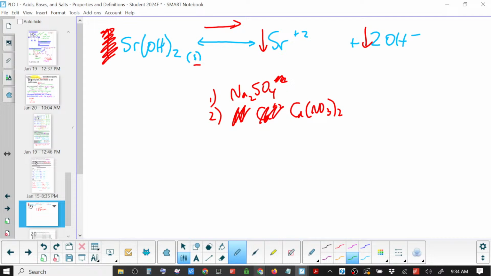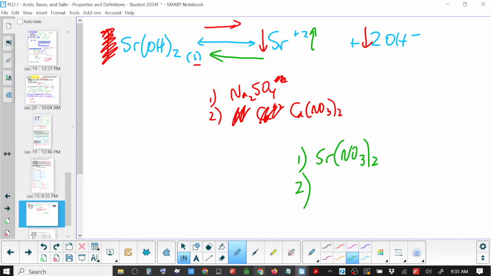Now, on a similar note, how can we make it go the other way? How can we decrease its solubility? We need to make it less soluble. So what could we add to make it go that way? We could add more Sr. What kind of Sr could we add? Sr(NO3)2. It's plus 2, so we add 2 of those.